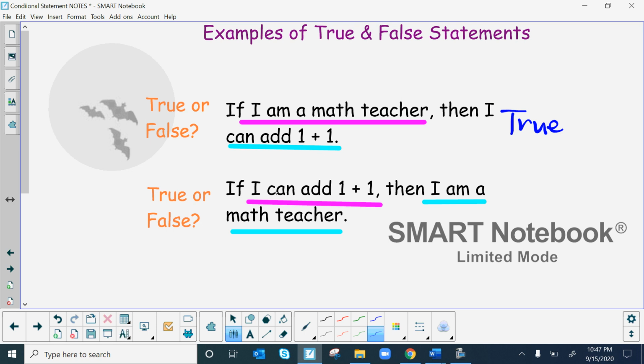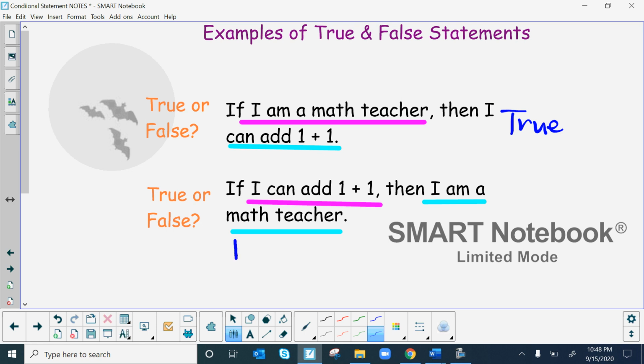Can you find me someone that can add 1 + 1? Any person. Does that mean I have to be a math teacher? You should be thinking, well, no, because a first grader can add 1 + 1. You're fulfilling the hypothesis. There's this little person who can add 1 + 1, but is not necessarily a math teacher. It could be a first grader.